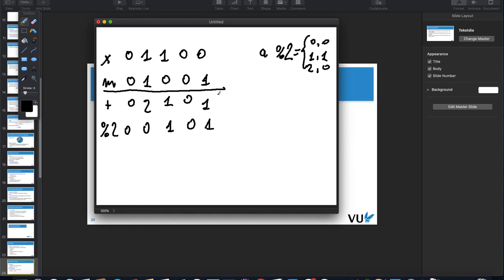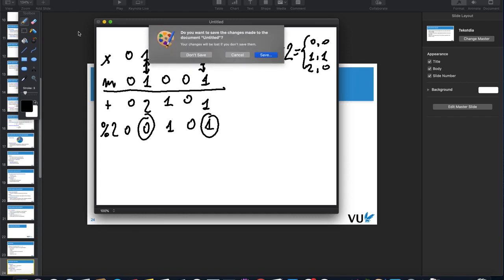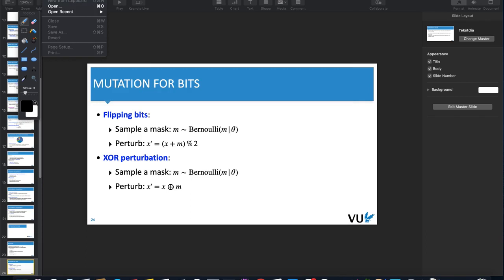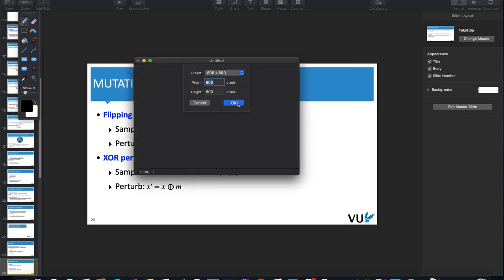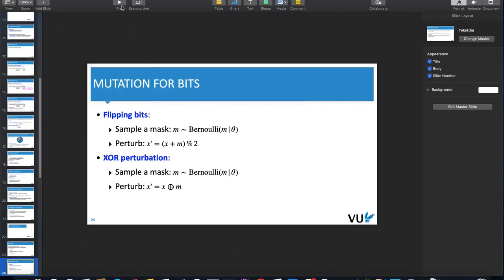So we see that, because these two were the same, we just flip this bit, all right? And because here was 0 and we added 1, we flip this bit. So basically from the original vector, we flipped 2 bits. I hope that everything is clear. All right. Let's continue.